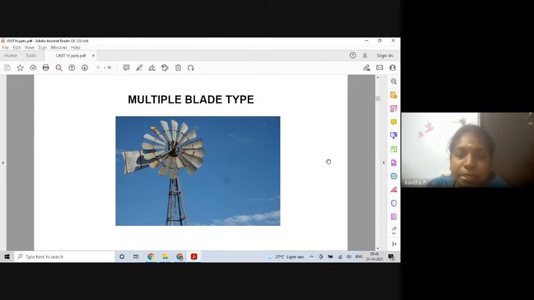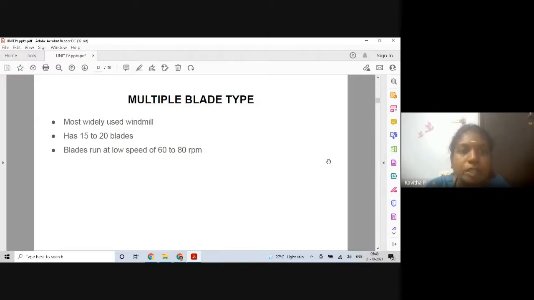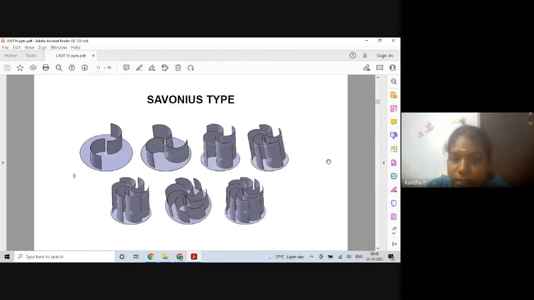This multi-blade type is a horizontal type wind turbine, and we will see why it is called a horizontal type wind turbine. It is mostly used in windmills. It has 15 to 20 blades, and the blades run at a speed of 60 to 80 RPM. The second one is the Savonius type wind turbine, where the construction looks like two C-shaped blades placed at the edges, or three blades placed at the edges.